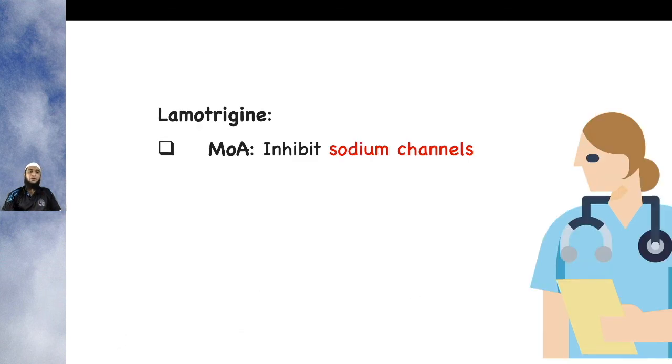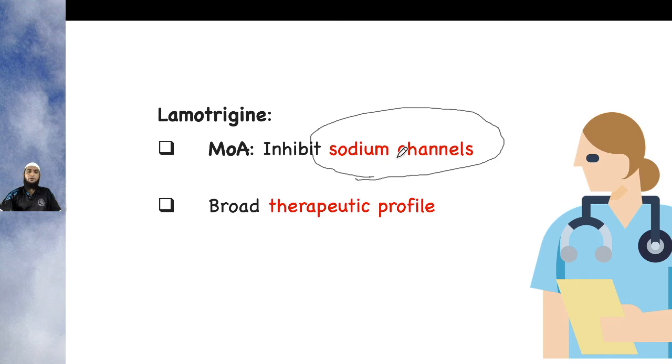In addition to this, lamotrigine is also one of the new drugs. The mechanism of action is that it is a sodium channel blocker. We have seen that one of the drugs belonging to this category was phenytoin, which inhibits the sodium channel. It has a broad therapeutic profile, so it can be used for the treatment of different types of epilepsy. Whereas, as we have seen, carbamazepine is used in case of partial complex seizure, whereas phenytoin is used in case of tonic-clonic seizure and also in all types of partial complex seizure, right?